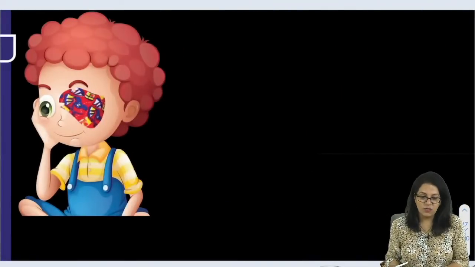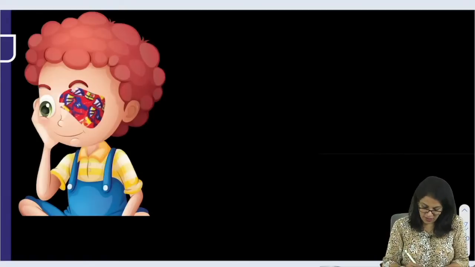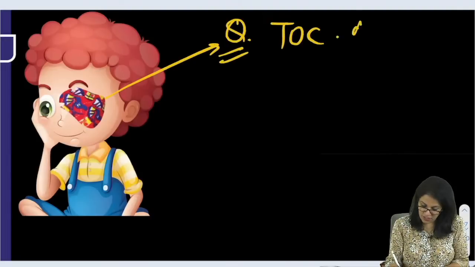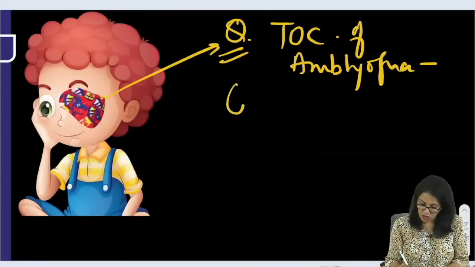Now look at this one. What is this? This cute guy, what is he doing? What is the sticker on his eye? We all know we are talking about occlusion. So this was the first question. What is the treatment of choice of amblyopia? If they ask you, what will you answer? Occlusion. All of you, occlusion of which eye?